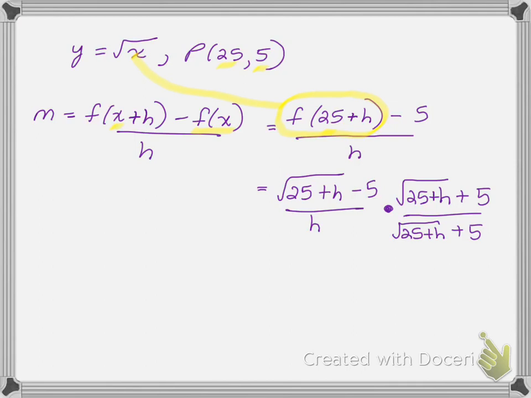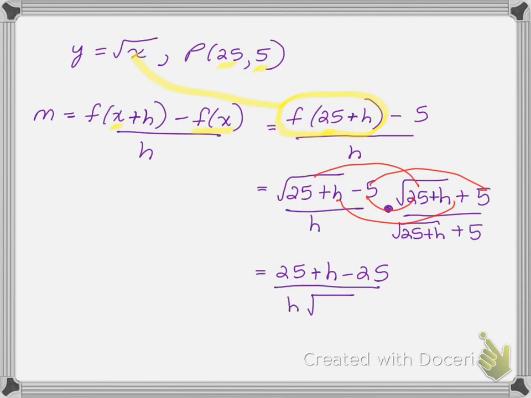And then foiling the numerator, we'll have 25 plus h minus 25. And I just got that by foiling. So here I multiplied those two to get the 25 plus h. The outer and the inner subtracted out, and then I got minus 25. So that's where that quantity is coming from. And then in the denominator, I have h times the square root of 25 plus h plus 5.